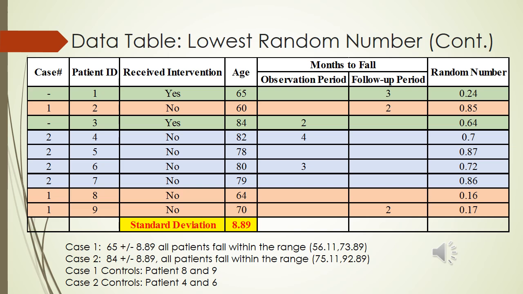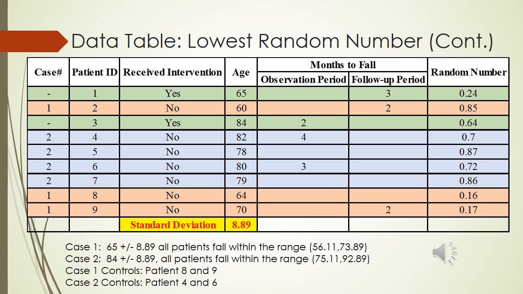Similarly for case 2, we'll use the base age of 84, which is from patient 3, and we'll add and subtract 8.89 to find the range, and we'll get a range of 75.11 up to 92.89. All the patients that fall under this case are 4, 5, 6, and 7. The reason we're doing this is to make sure that we're getting one sigma, or one standard deviation, away, and seeing what patients fall under what.